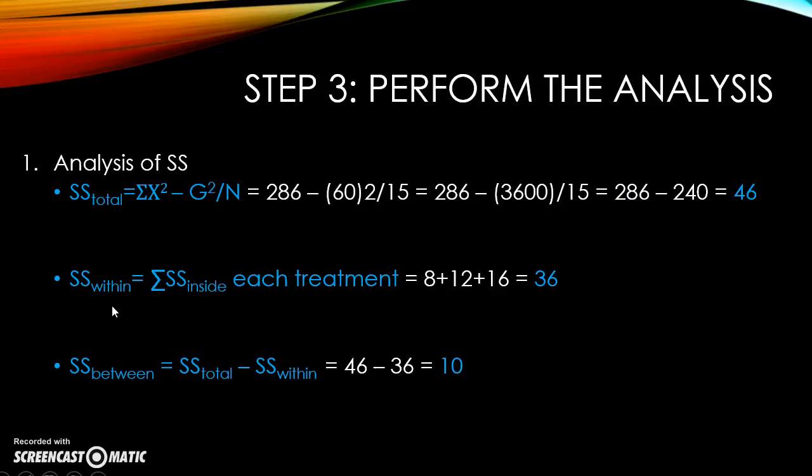The next sum of squares we will find is SS within, which is the sum of squares inside each treatment. As I said earlier, the sum of squares under the table for each treatment was given. You'll add those values to get the sum of squares within, which is 36. The last sum of squares we have to find is the SS between, which you figure by taking the SS total minus SS within. So plug in 46 and 36 and get 10 for SS between.